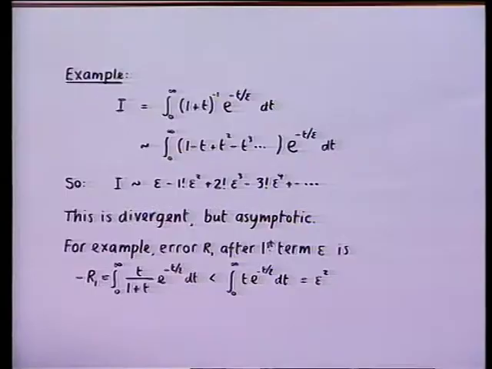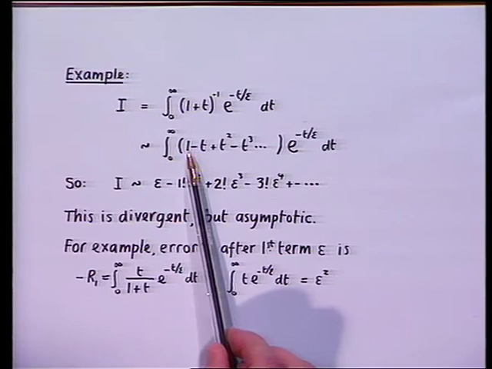However, I do assert that this gives an asymptotic expression. Let me just indicate why that is so for the first term. If I take the first term of this series, which is, you will recall, obtained by approximating (1 + t)^-1 by 1, let's have a look at the error involved in that.